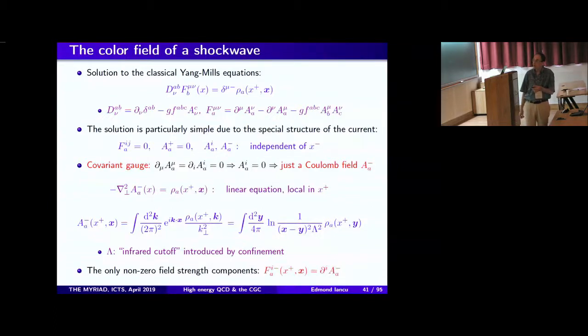Since the only component of the field is A minus, then the only component of the field strength tensor is F^{i-}, which is ∂^i A^-. And that's precisely the electric field which enters in the definition of the gluon distribution. Questions at this level?